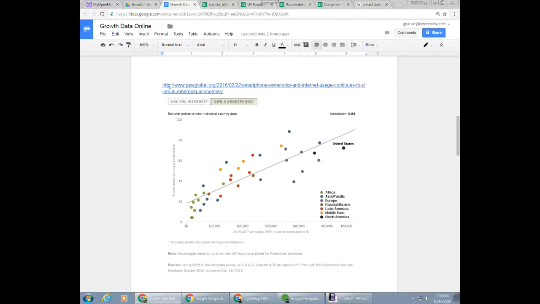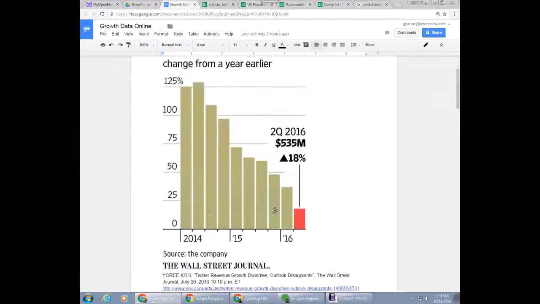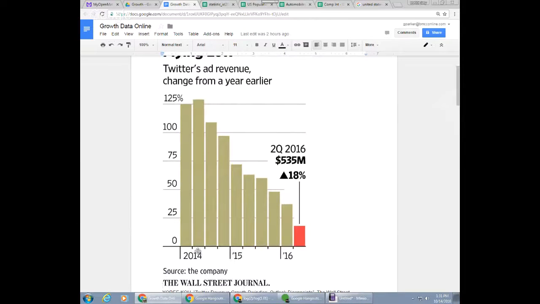So, Mr. Parker, do we search one data or two data? Just one data set, and the data set needs to change over time. So like here with the Twitter data, here I have it changing every quarter. So this would work, provided we understood what the y-axis meant.